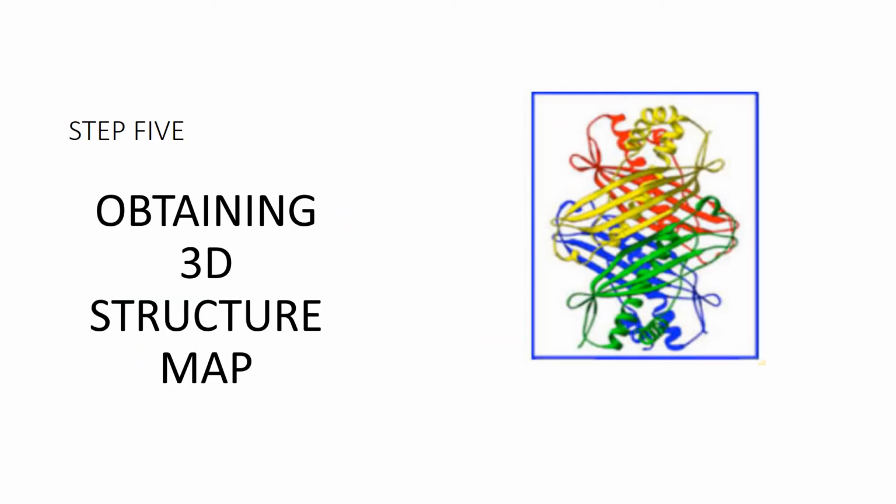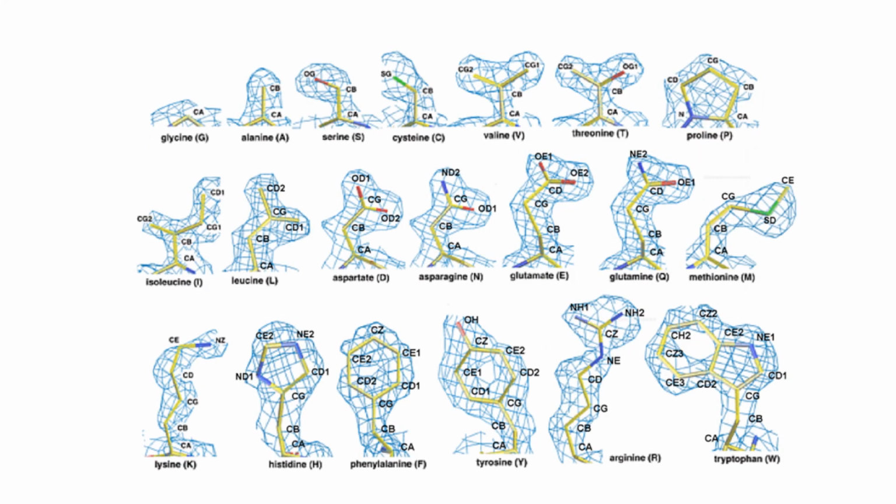Step 5. Obtaining the 3D structure map. After a re-refined electron density map with a decent resolution is obtained, an atomic model can be built upon that. The principle is very straightforward. It is simply docking amino acids into the density. Some amino acids have similar side chain density, but the predetermined sequence of the peptide chain and the corresponding chemical environment can help in identifying which amino acid belongs there.